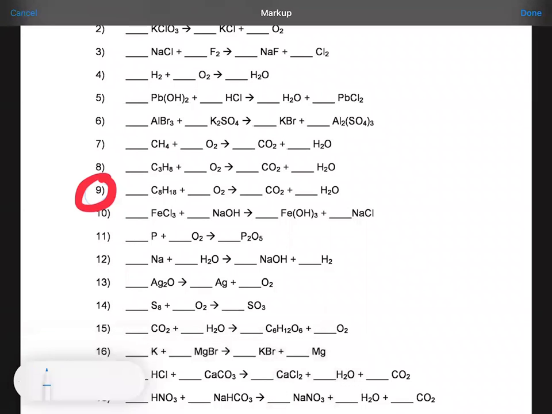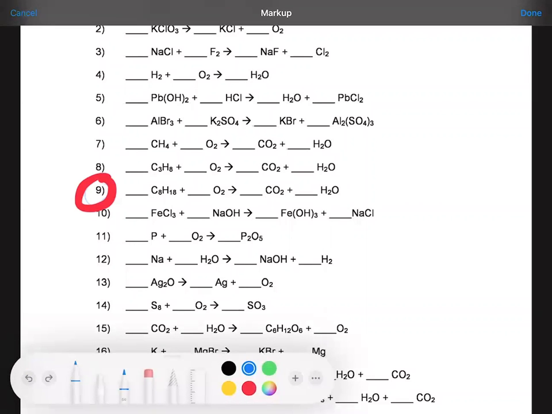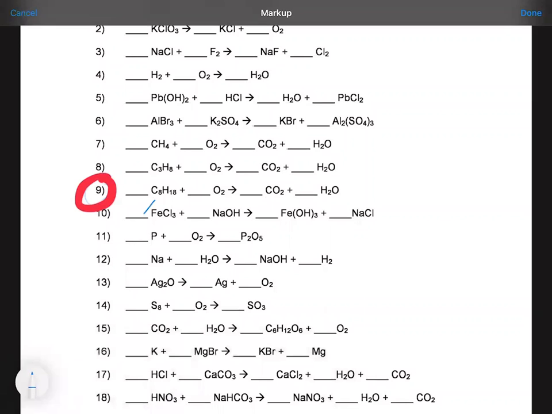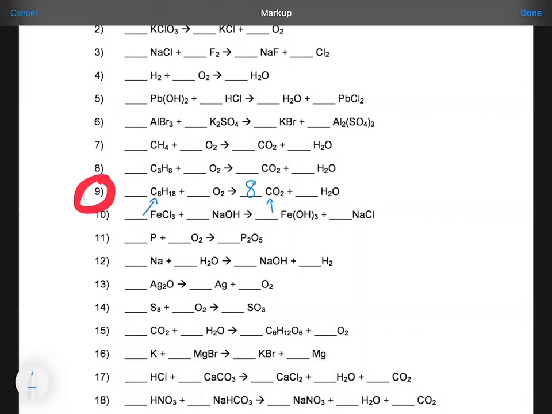Cool. So for number 9, the trick is to have a look at the number of carbons, and you'll notice that there's 8 over here, and you'll notice that there's only 1 over here. So if you were just going to play with this trial and error, what number would you put in front of the CO2? 8. Correct. So let's guess it's 8 and see if it works later. So that balances the carbons.